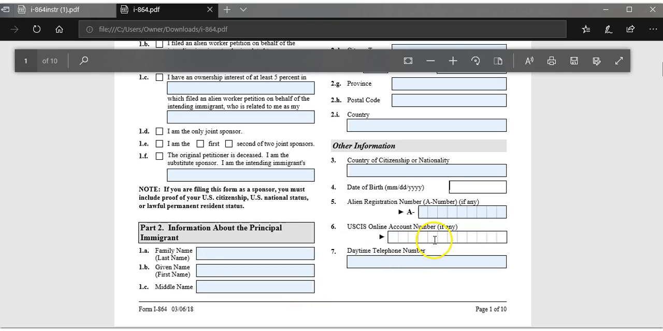You remember, you can open an online account with the USCIS anytime. You just go to the website. I don't know if I have a video about how to open a USCIS online account, but I'm going to check, and if I don't have one, I'm going to show you how to do it, but it's easy to create one. If you don't have anything, just put NA. Don't leave anything blank. And then the phone number. And all this that I'm telling you is about the principal immigrant, okay, not the sponsor.